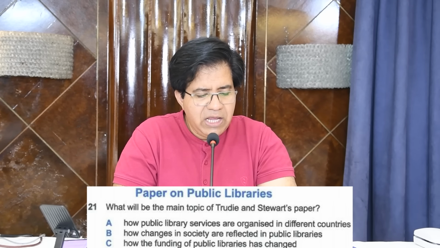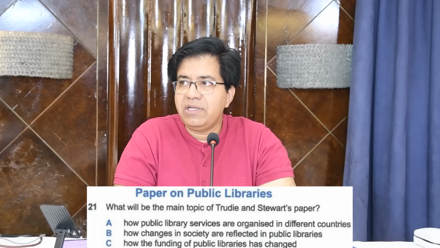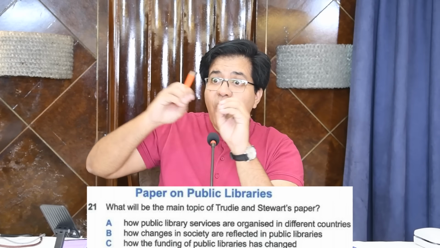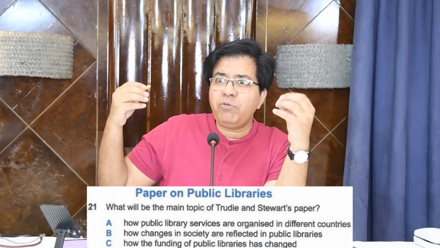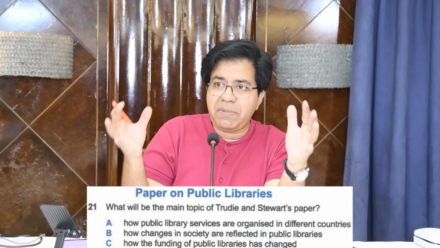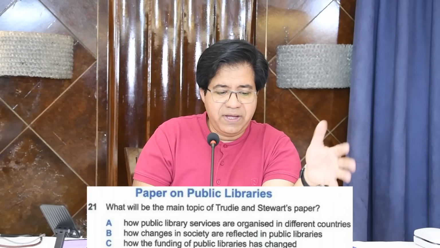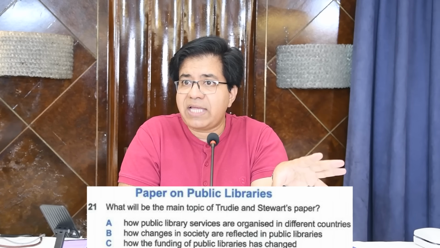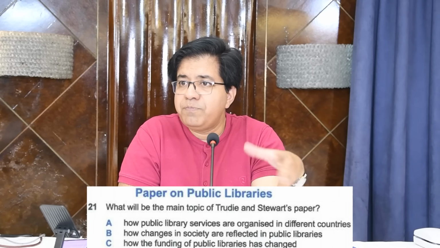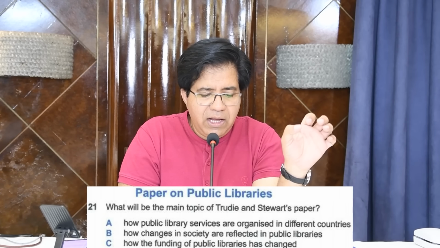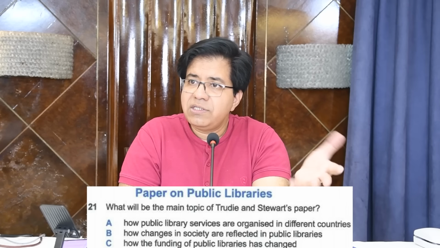And option C, funding of public library. Just underline funding. See, life is so easy. So long options, and we have, if they talk about money, where do they get funding, right? If the main topic is about money or funding or funds, then C will be the right answer. If the main topic is changes in society, people don't like to read books in physical form, that is B. And option A, how services are organized, then it will be that.